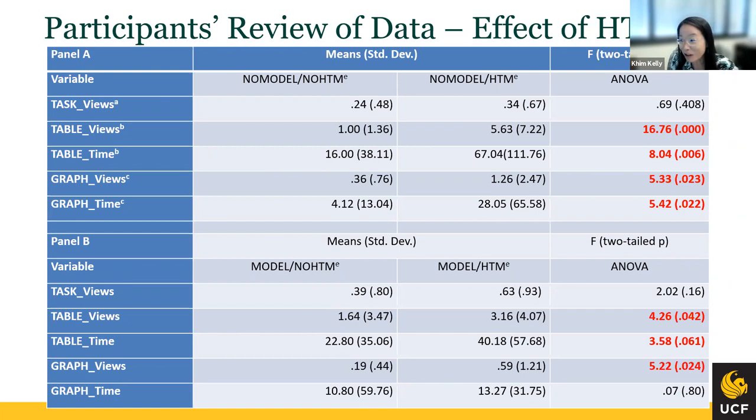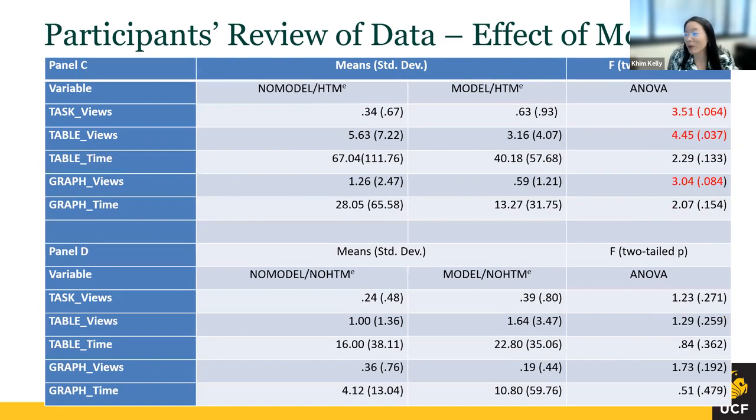Then we want to look at the effects of the model on data viewing, which is on the next page. Same variables, except that now I'm comparing the effects of the model. First, we held HTM constant. These folks all have HTM, but we want to compare the folks that didn't have a model versus the folks that have a model. It's actually the same exact data set, I'm just rearranging the cells. I know that this one is not statistically significant at two-tail levels, but they're all in the same direction. Meaning that when you have HTM and when you have the model, it actually reduces the number of times and the viewing of the data.